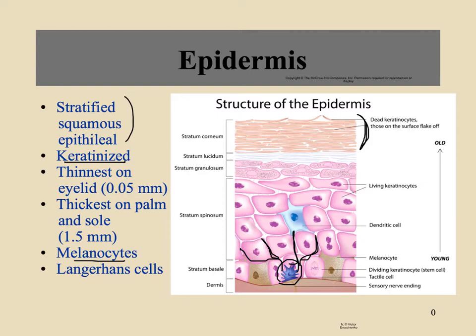And then we have Langerhans cells, which are listed here as dendritic cell. They are part of the immune system, capturing pathogens, foreign invaders, and taking it off to the immune system to be tagged to produce various antibodies to mark it for destruction.